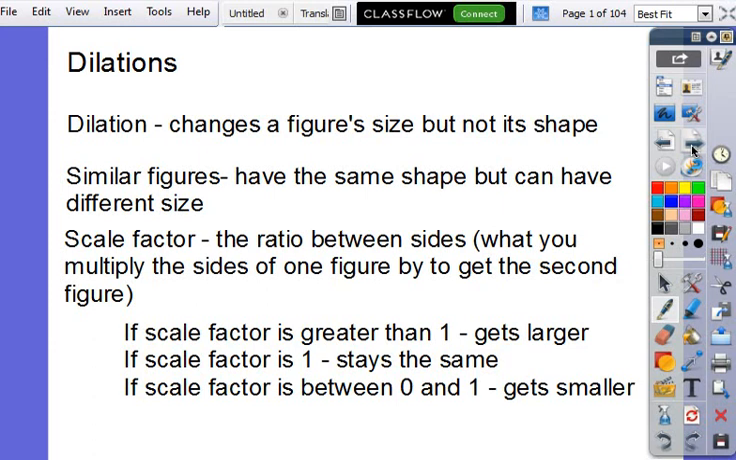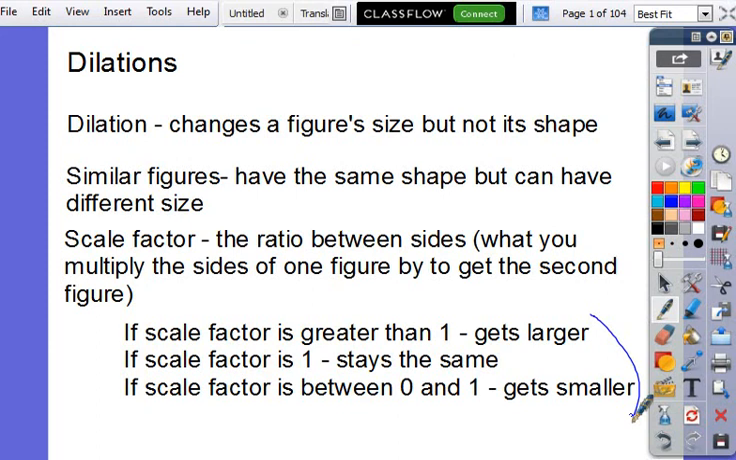Make sure you understand this down here at the bottom. If the scale factor is greater than 1, what happens? It gets larger. It's going to get bigger. If the scale factor is 1, it stays the same, nothing changes, because when you multiply by 1, nothing changes. If it's between 0 and 1, it gets smaller. Now, when it's between 0 and 1, what's it going to be? A fraction.